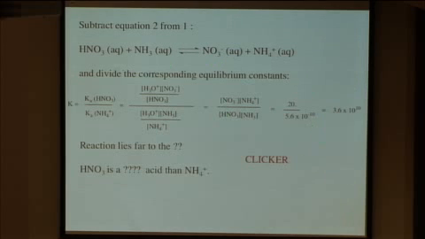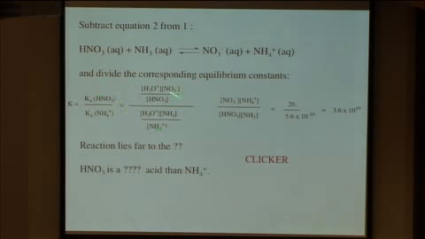This time we're going to be subtracting the equations from each other to get our sum equation. Because we are subtracting, we're going to end up dividing the equilibrium constants. When we add equations, we multiply the equilibrium constants, and if we're subtracting, we divide. So the K in this case is going to be equal to the Ka of the first acid over the Ka of the second acid. And you can prove this to yourself.